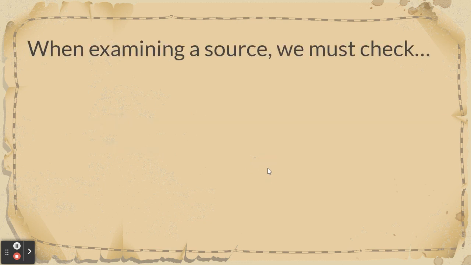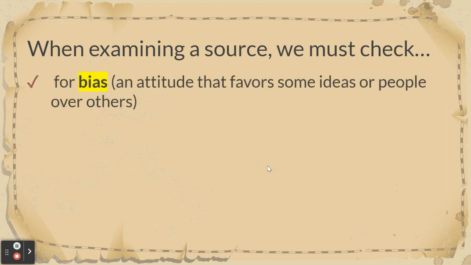When examining a source, we must first check for bias. Bias is an attitude that favors some ideas or people over others. Here's an example. The statement, Joe Biden defeated then President Donald Trump in the 2020 presidential election. That statement contains no bias.